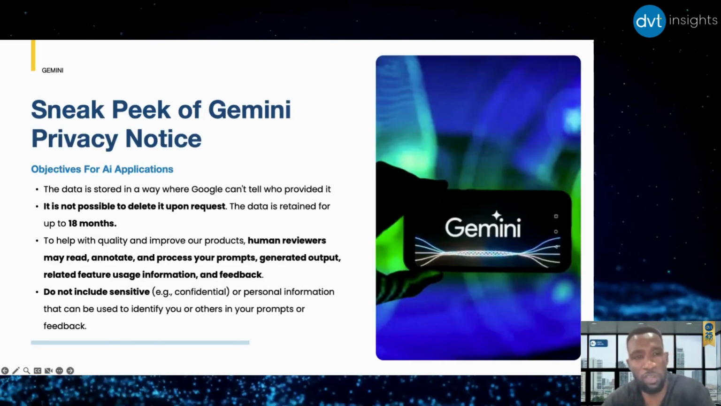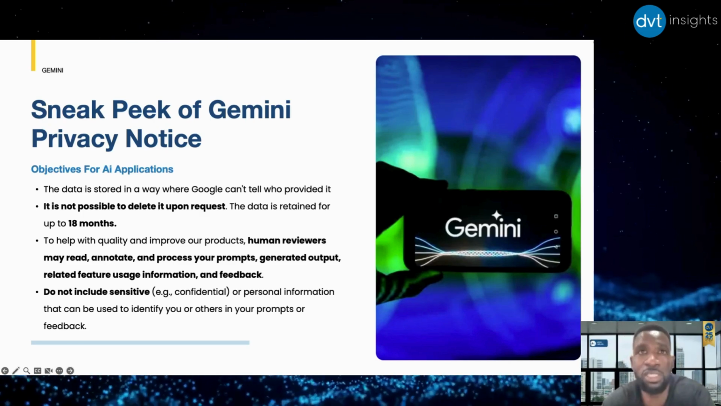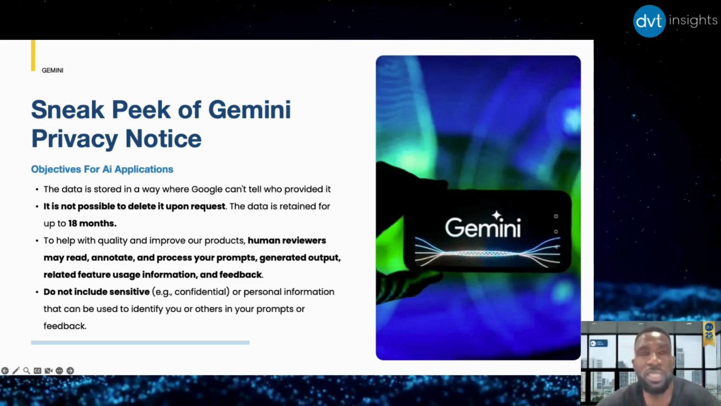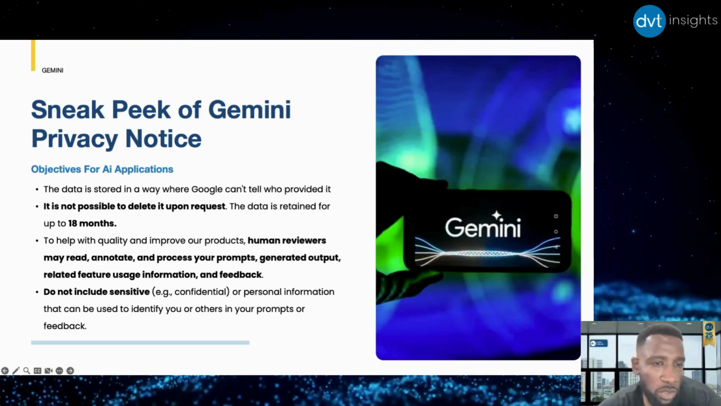Another one, let's go even further: the privacy notice of Gemini itself. So this is no longer Google. We looked at Google as a whole, now let's look at Gemini as a subset. Now let's just talk about number 2 and number 3.